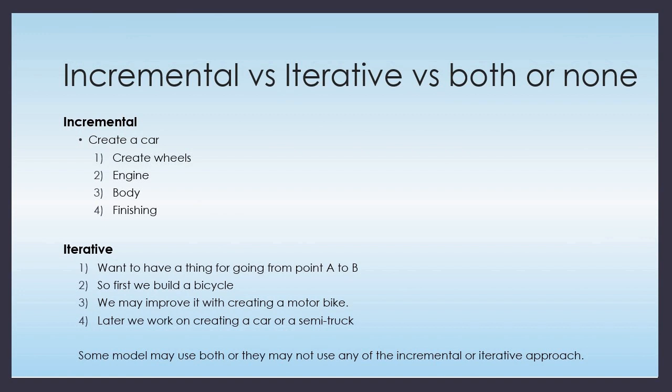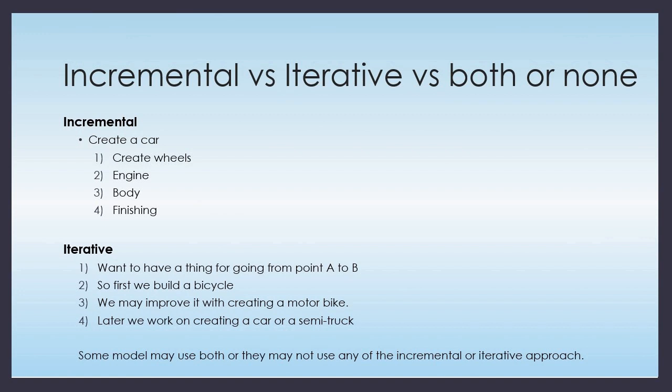While in the iterative model, we might have a requirement like we want to go from point A to point B. So first we see how easily we can achieve that. Like we can build a bicycle. Then we can add a motor to the bicycle and create a motorbike. Later we can create a car based on the requirements, and it may even turn into a semi truck, because it is an iterative process.